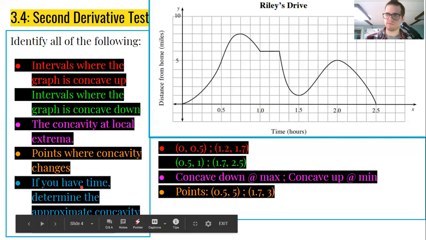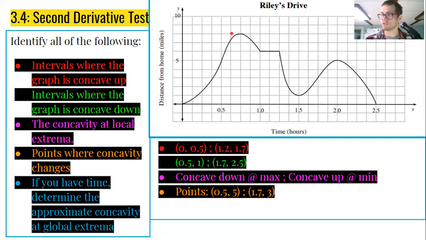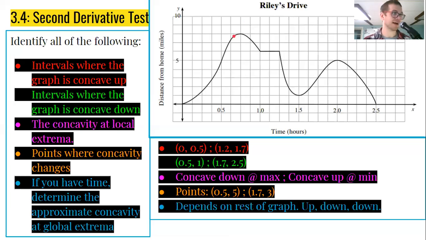This blue one, approximate concavity at a global extrema. Well, here's a global minimum, here's a global minimum, here's a global max. It really depends on the rest of the graph. It doesn't have to be anything in particular. Like right here, it's concave up. Here, it's concave down. Here, it's concave down. So it doesn't really matter if it's a global extreme or not. It matters more about if it's local.